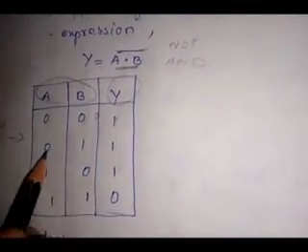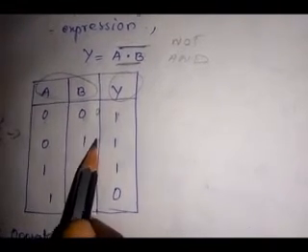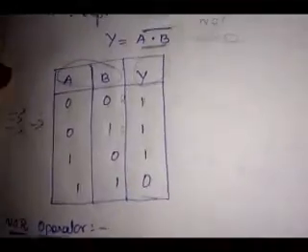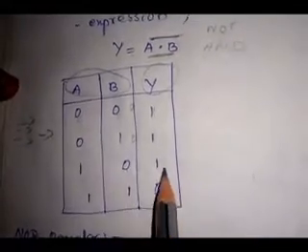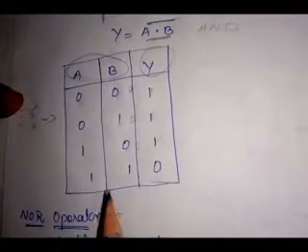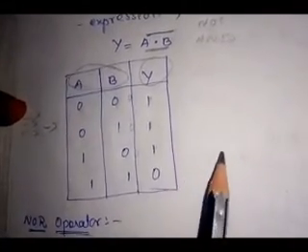The next, 0 into 1. Answer is 0. Opposite of 0 is 1. That is the output, 1 is the output. Next, 1 into 0, 0. Opposite of this 0 is 1. That is the output. Here 1 into 1, 1. Opposite of 1 is 0. Did you get the answer?